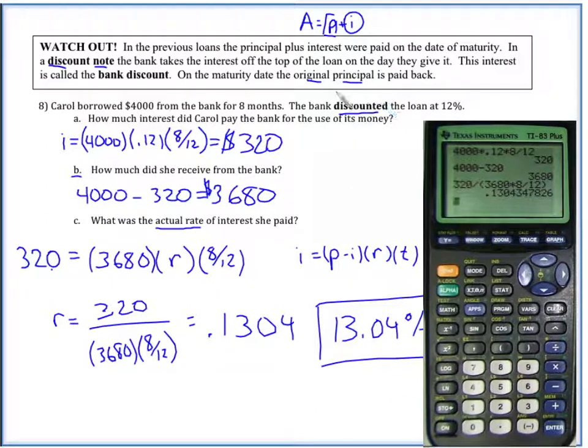Okay, so discount notes. You have to think a little bit differently. You run I equals PRT, and you find the interest right at the beginning. But on day one, you give this money back to the bank, and you only take home this amount right here. So if you want to find the actual rate of interest, you end up going and paying $4,000 back to the bank. But it was like you only borrowed $3,680 with the amount of interest of $320 for the 8 months. So you would solve for your R, and that is the actual rate of interest.